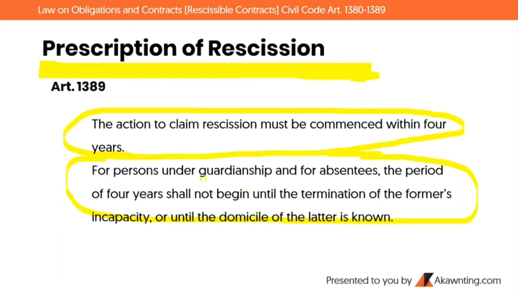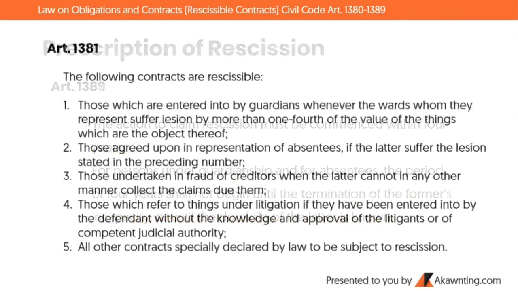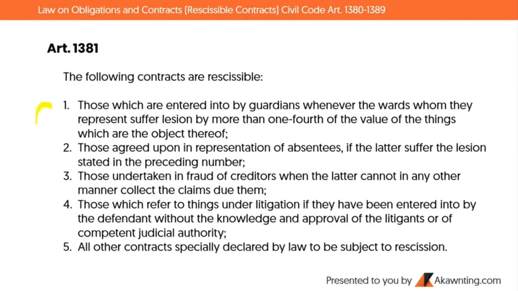For persons under guardianship and for absentees, the period of 4 years shall begin until the termination of the former's incapacity or until the domicile of the latter is known. So, yun nga, kung binalikan natin yung number 1 and number 2, ito yung guardian ward tapos yung representative absentee. So, in this case, yung number 1, yung sa case ng guardian and ward, mag-uumpisa lang na magbilang yung 4 years from the time na naging 18 years old na si ward. Okay? Para bibigyan siya ng chance para ma-rescind yung contract.